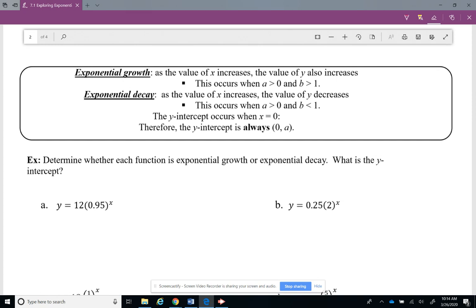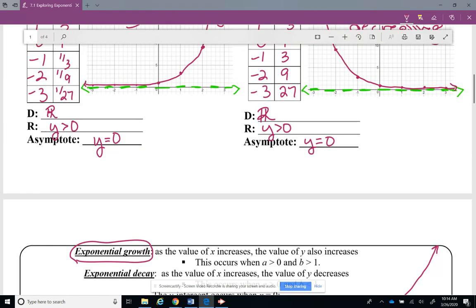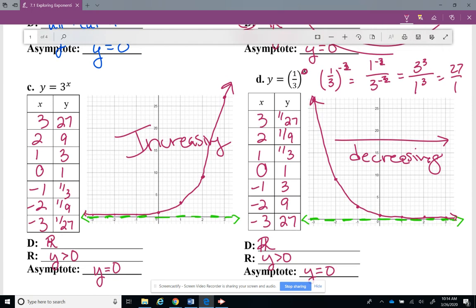All right. So whenever I was saying that a graph was increasing, okay, that's exponential growth. Okay, as you go from left to right, just think you read from left to right, so you look at the graph from left to right. So as the value of x increases, the value of y also increases. So I'm going to go back to a previous one. We're going to look at C. As the value of x increases, okay, I'm going up because it increases. Look what's happening to the value of y.